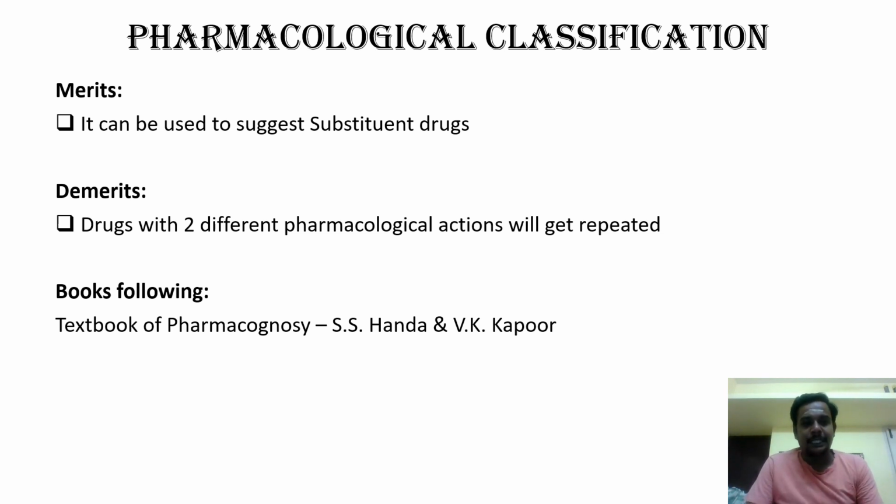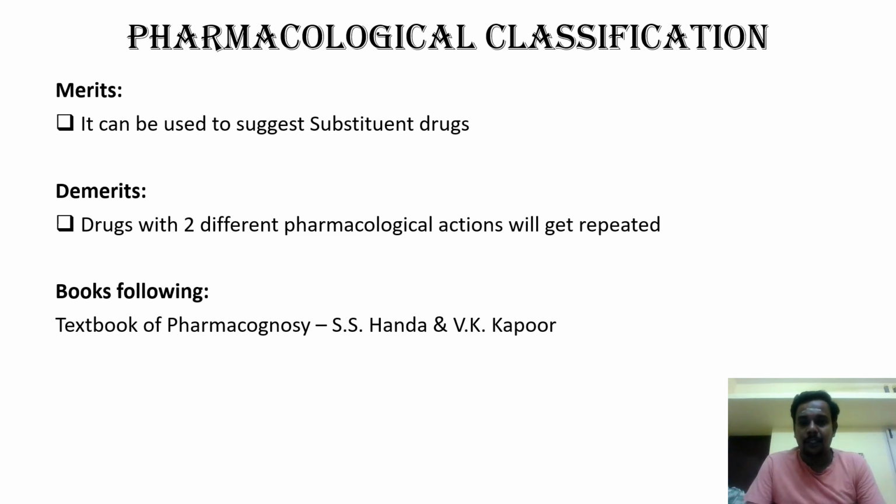Okay, what's the disadvantage of this classification? Drugs with two different pharmacological actions will get repeated, right? For example, a crude drug can be used as a cardiotonic, and again can be used as a diuretic. So it has a function on the heart as well as the kidney. Now we will have confusion whether we have to place this crude drug in CVS or in the urinary system. That will be the problem.